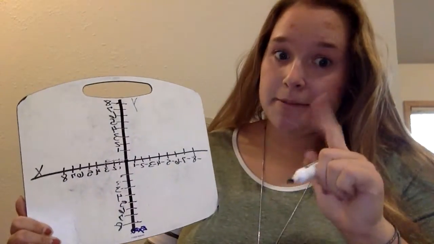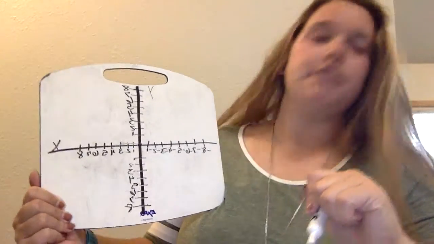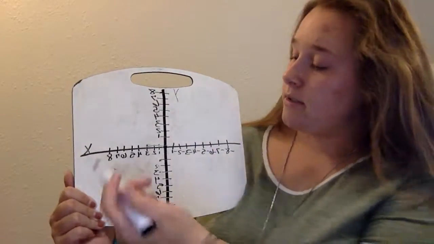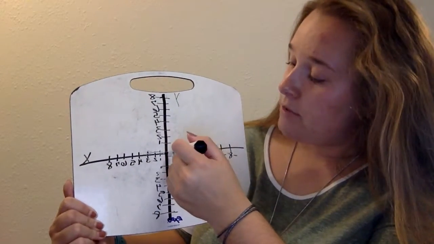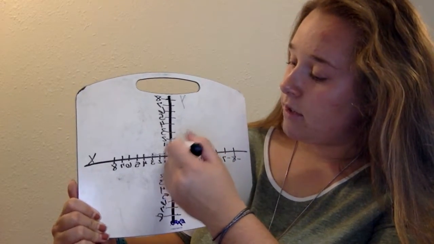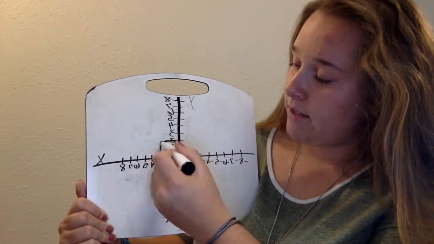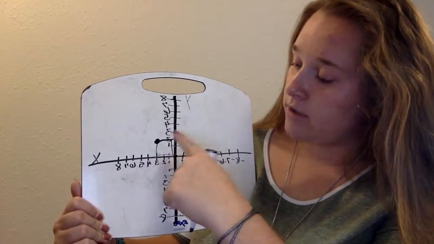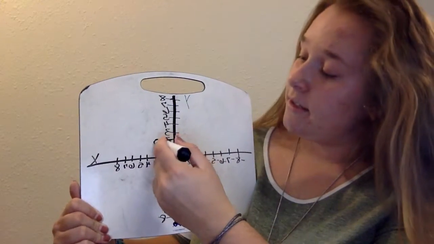We're going to go up 2 because they're positive numbers. If they were negative, we would go the other way. They're positive numbers, so we're going to go up 2. 1, 2. Draw a line up and a line over so they meet. We have 3, 2 there, and that is going to be the store.